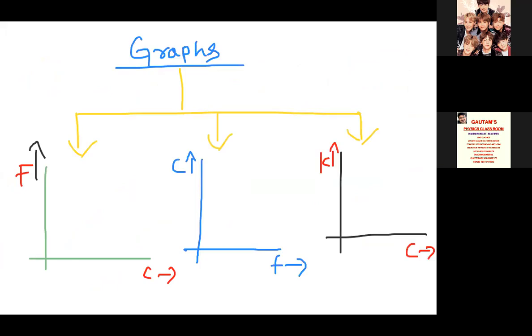What is my target here actually? I want to draw the graph between the Fahrenheit and Celsius scale. First, let me select this one, Fahrenheit and Celsius scale, the first one. Let me name it as the first graph, and this one as the second graph, and this one as the third graph. Let me select the first one now. That's Fahrenheit and Celsius. I want to draw the graph.